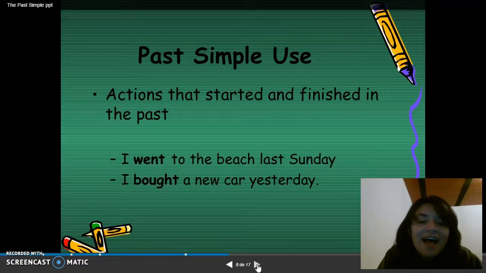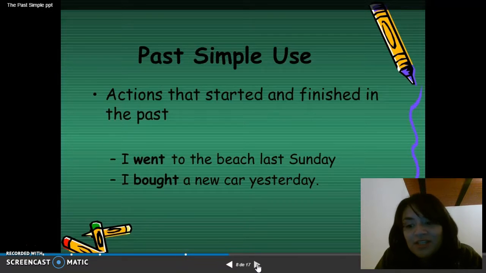Past simple use. As I told you, actions that started and finished in the past. I went to the beach last Sunday, so I'm not still on the beach anymore. I'm not at the beach anymore. And I bought a new car yesterday. I'm not buying the car now.